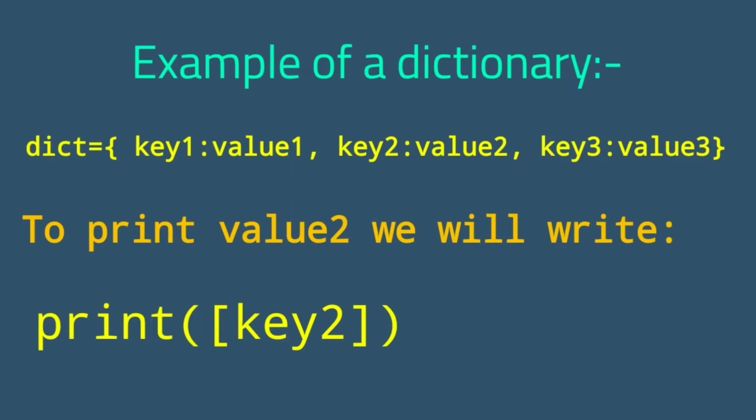If you want to print value 2 in this example, then you will write print and in parentheses you will write key 2 enclosed in brackets. So by using any key you can access any value of the dictionary by direct referencing.